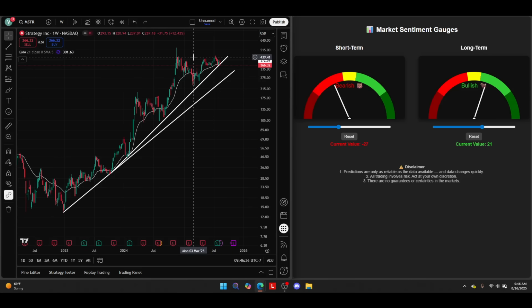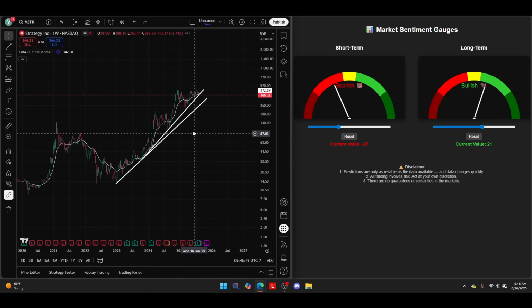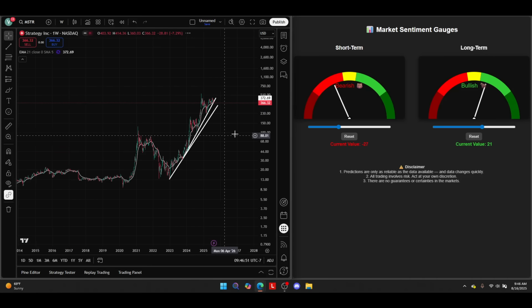But you gotta always be open to different possibilities. So MSTR not looking as bullish as it once was, unfortunately. So it might just take longer to play out. $4,000 still stands. I believe this will be a $1 trillion market cap in the future.